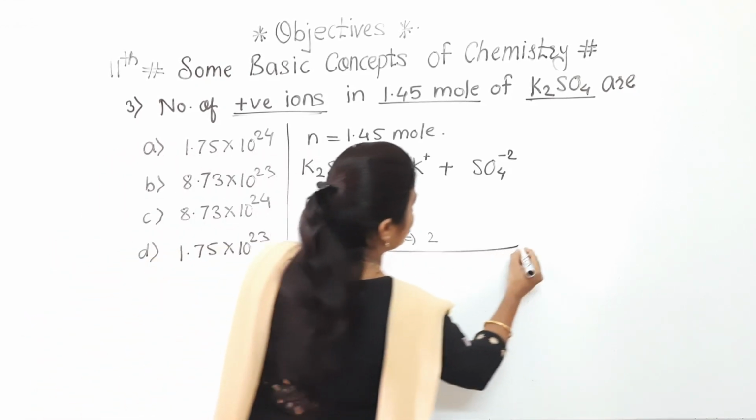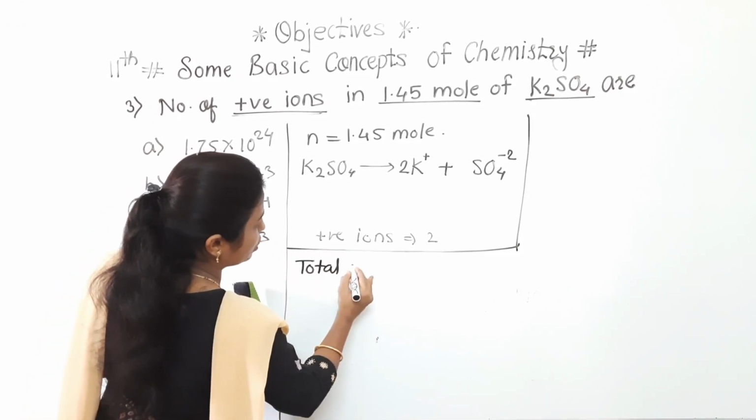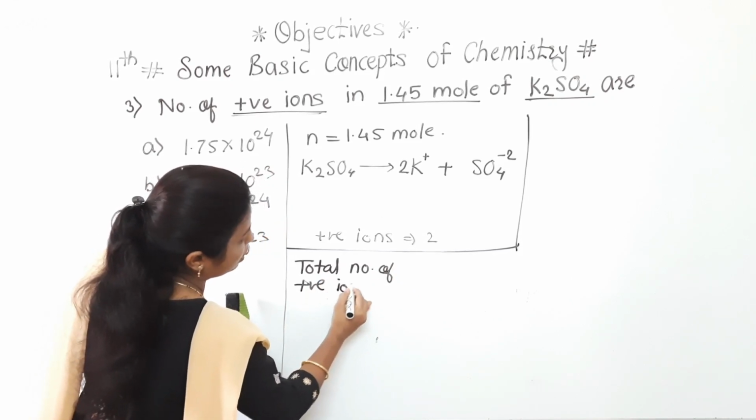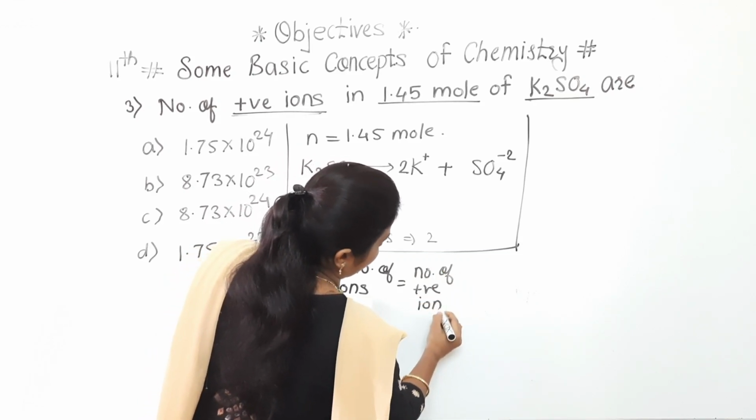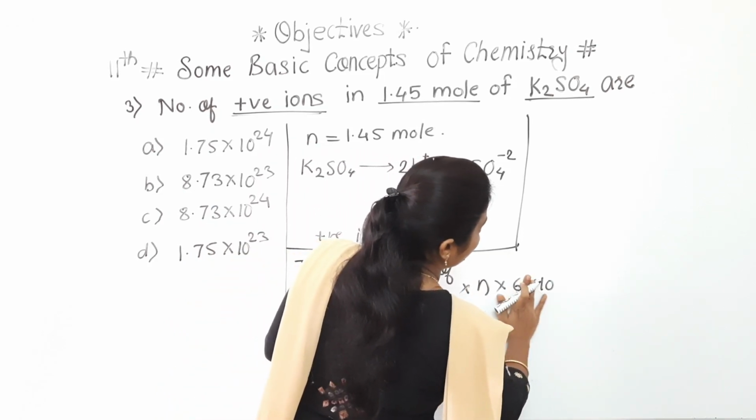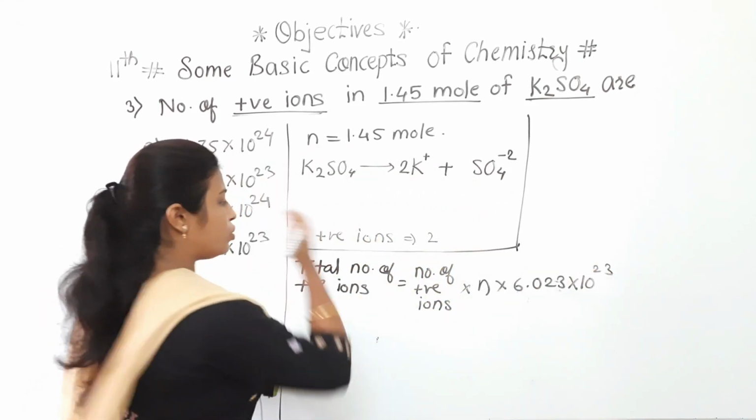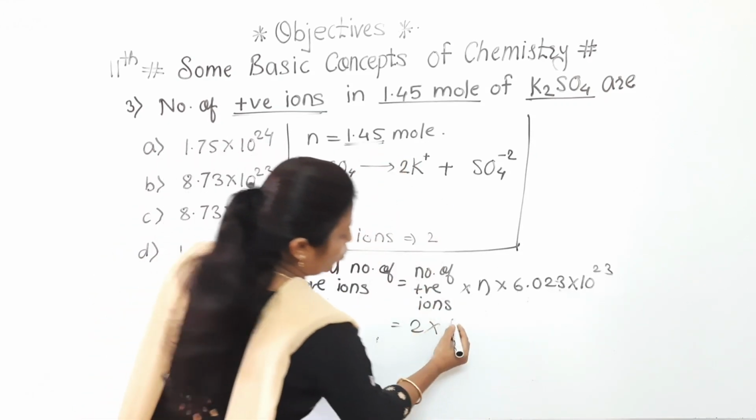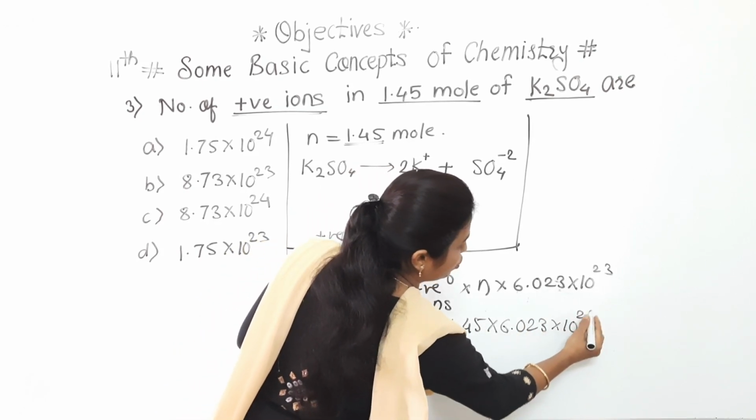Now which formula do we have to use? That same formula which is related to the total number of atoms. That only formula we are using here. Total number of positive ions is equal to number of positive ions into number of moles into 6.023 into 10 raised to 23. So number of positive ions is 2, into number of moles they have given, that is 1.45, into 6.023 into 10 raised to 23.